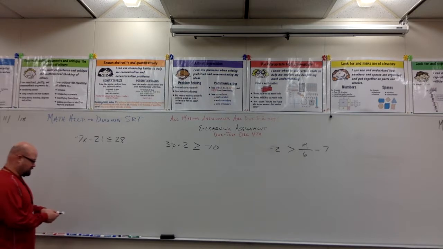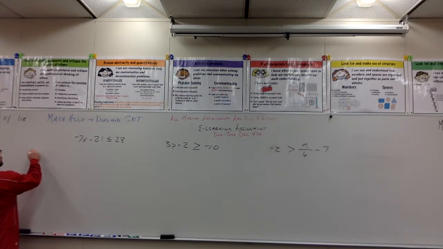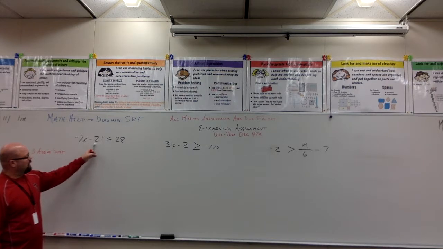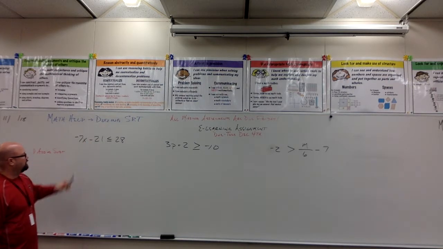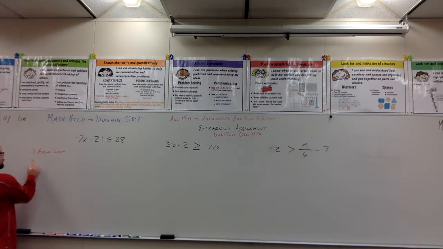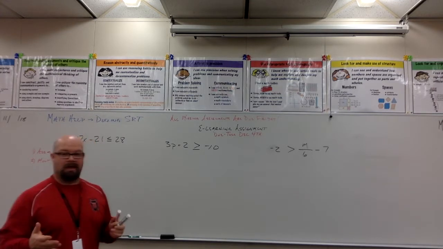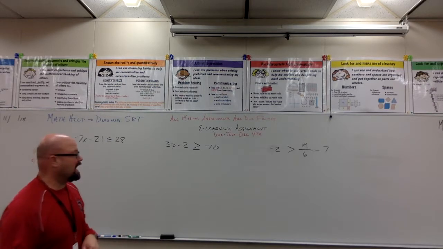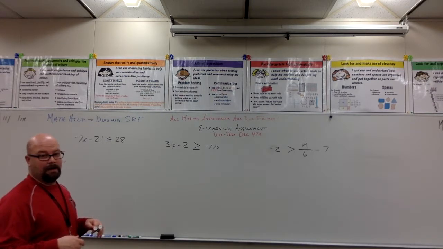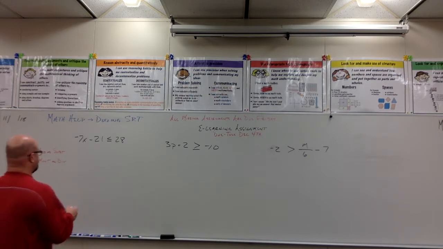Okay, so as we've talked about, first thing we want to do is add or subtract to get rid of this number that's hanging on with our variable. Second thing we want to do then is to isolate our variable by multiplying or dividing. And as always, we want to remember that we need to have our variable on our left side in order for us to graph it.